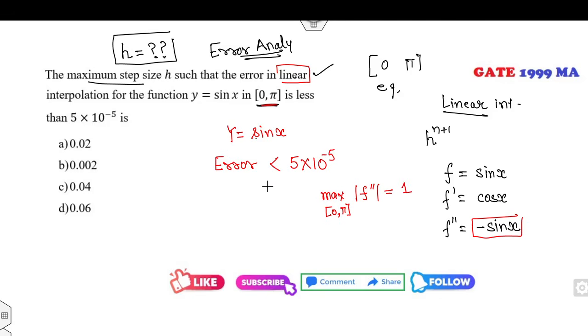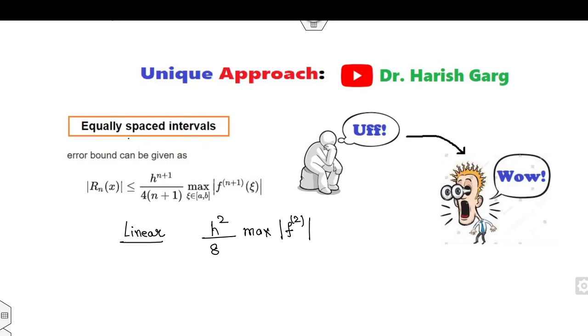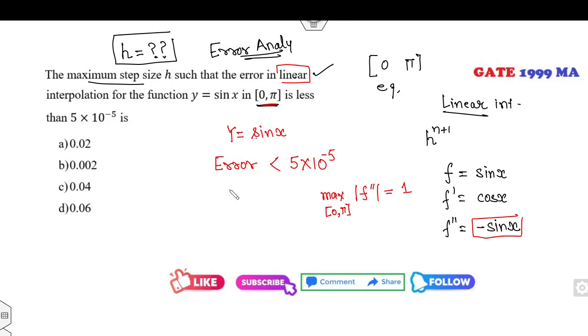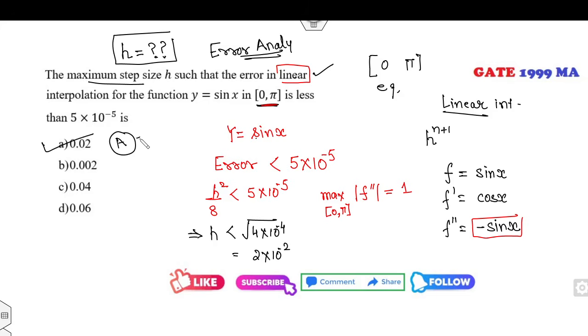So what is the right answer to this problem? I can substitute this value: h square over 8 into 1. So h square over 8 is less than 5 into 10 raised to power minus 5. Can you solve this problem? h square is less than 40 times 10 to the minus 5, that's 4 into 10 raised to power minus 4. That means h is less than 2 into 10 raised to power minus 2. 0.02 is the right answer to this problem.